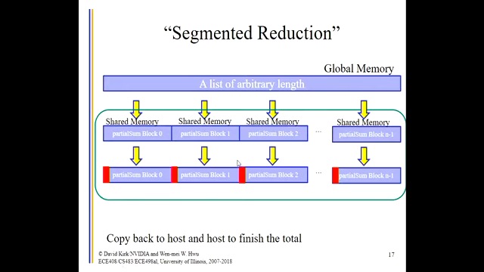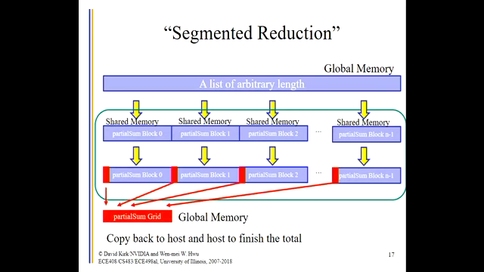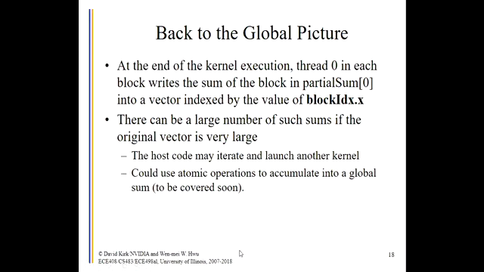And then there are multiple choices. The simple one is you can write it into a partial sum grid array so that there should be very few of them, and then you can use the CPU to just sum up all these partial sums from each thread block. Or we can also use atomic operations to accumulate those partial sums into a single answer, and that will become clear when we talk about the histogram pattern. So we'll cover that alternative soon.